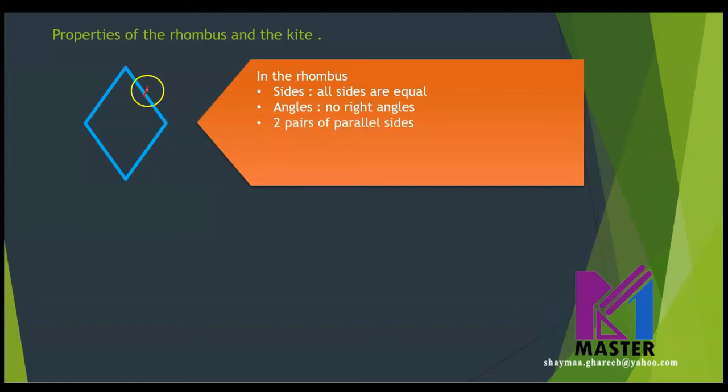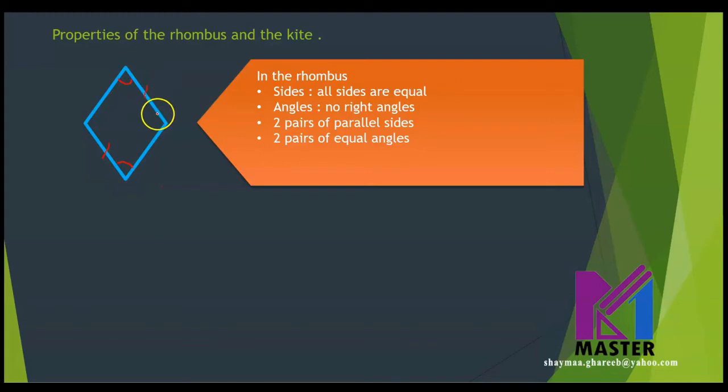Two pairs of parallel sides. Look at these two sides. This one and this one are parallel, and this one and this one are parallel. So we have two pairs of parallel sides and two pairs of equal angles. Opposite angles here are equal. This angle is an acute angle, and it's exactly the same size as the opposite one. These two angles are equal in size.